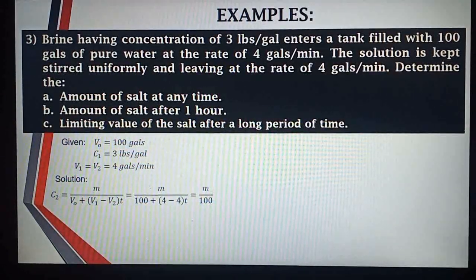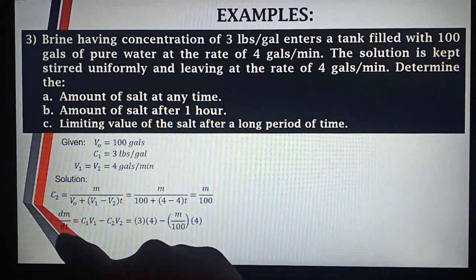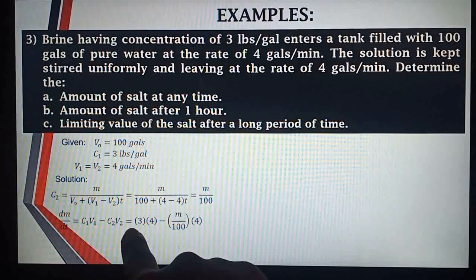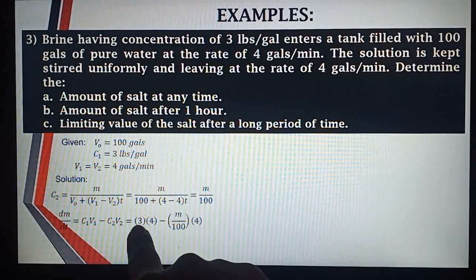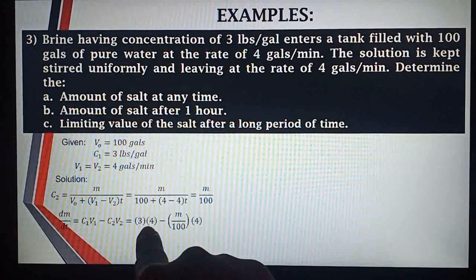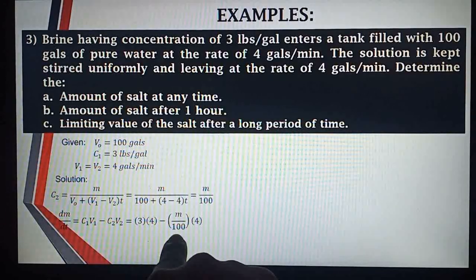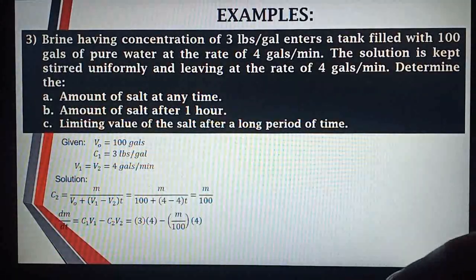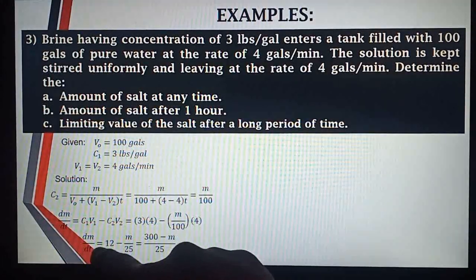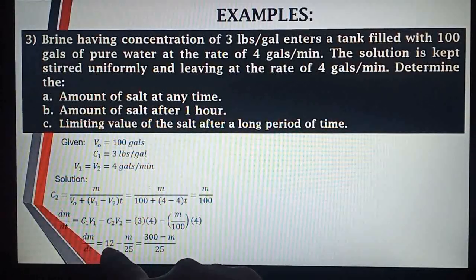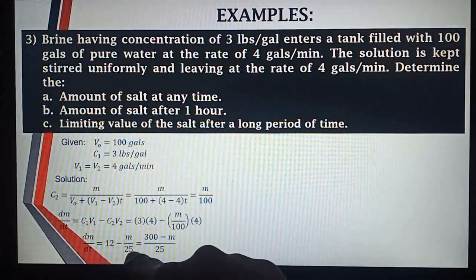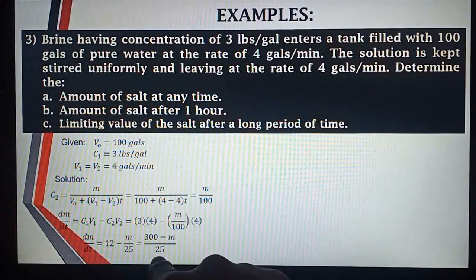Now, after having the C2, follow our formula: dm over dt equated to C1 V1 minus C2 V2. C1 is 3, V1 is 4, minus C2 is M over 100, then our V2 is 4. Now, when we simplify that, we will have dm over dt equals 12 minus M over 25. Then simplifying as one fraction, you will have 300 minus M all over 25.